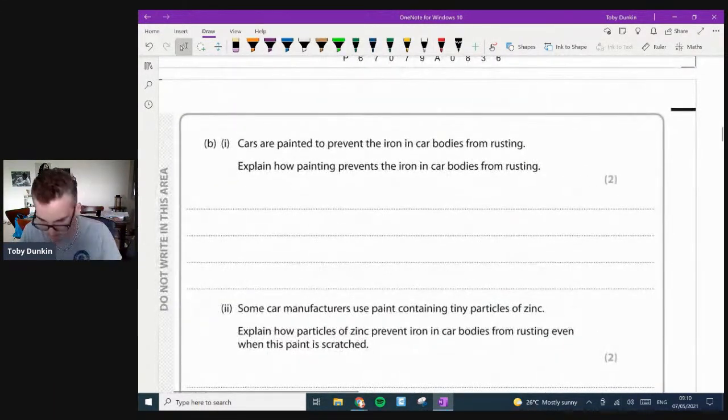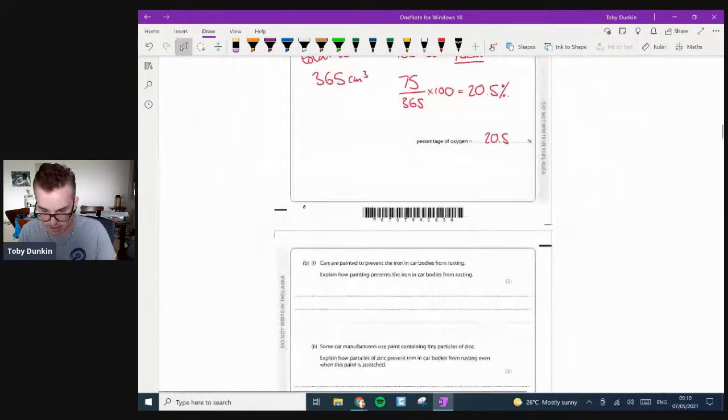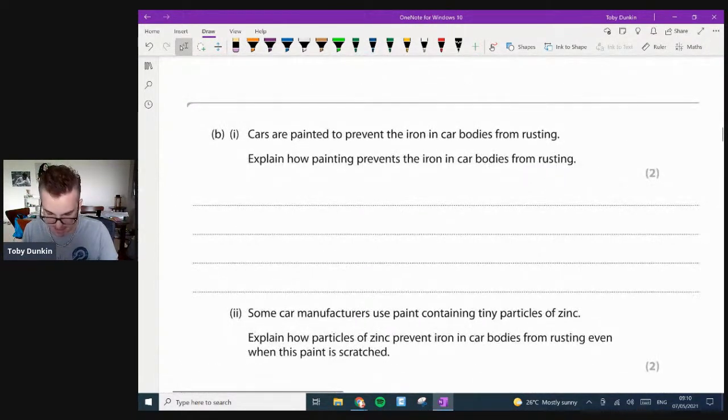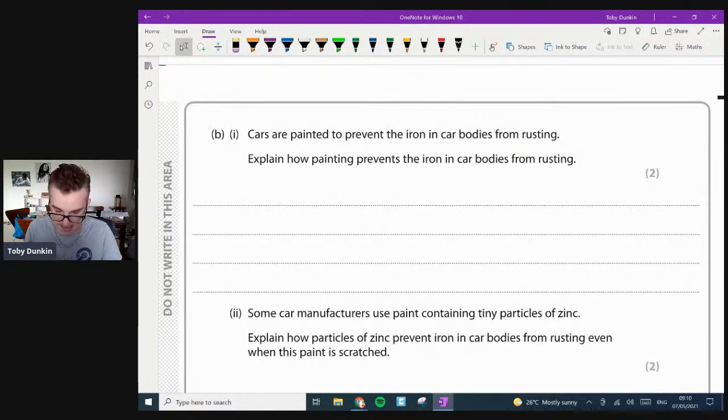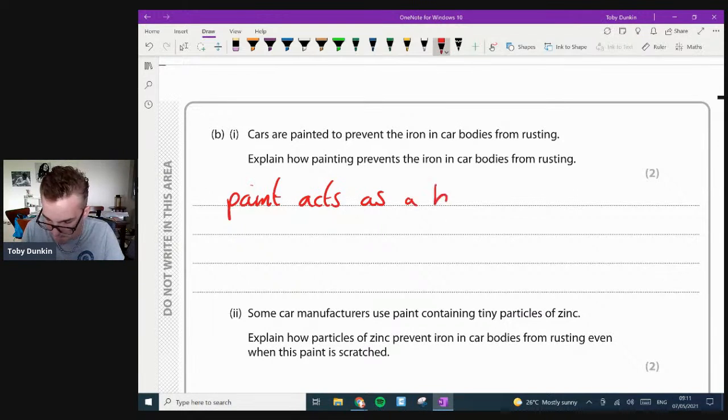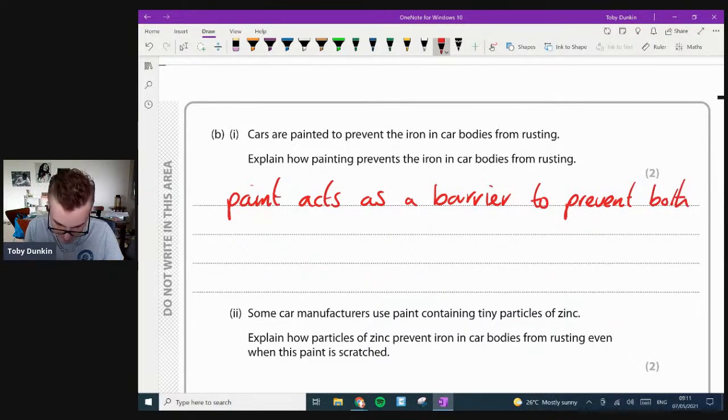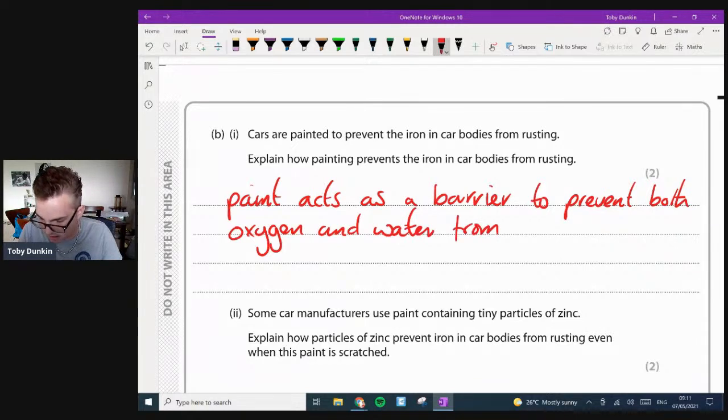Next, okay. Cars are painted to prevent the iron in car bodies from rusting. Explain how the painting prevents the iron in the bodies from rusting. It acts as a barrier. Paint acts as a barrier to prevent both oxygen and water from reaching the iron. Reaching the iron.